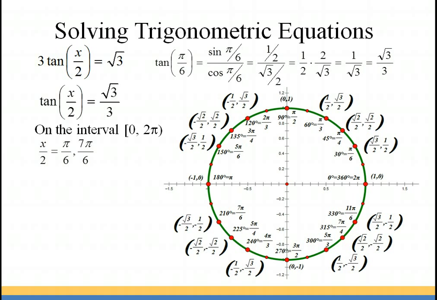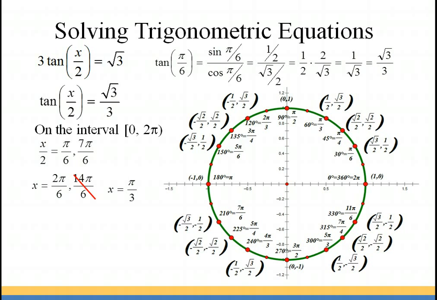Again, we want to find all the solutions for x between 0 and 2 pi. So we're going to multiply both sides by 2. So we get 2 pi over 6 and 14 pi over 6. Well, 14 pi over 6 is greater than 2 pi. So if we only want the solutions between 0 and 2 pi, we're going to leave out that last one. So our only solution between 0 and 2 pi is pi over 3.